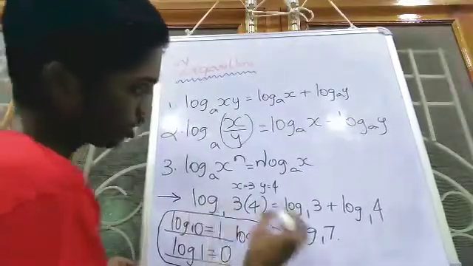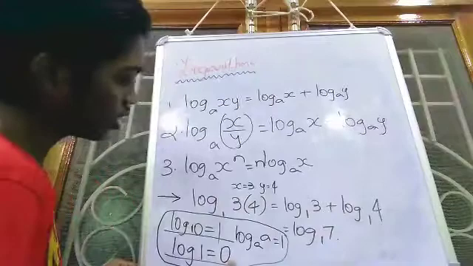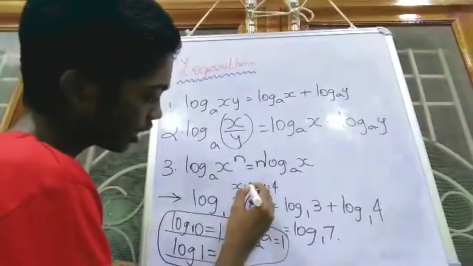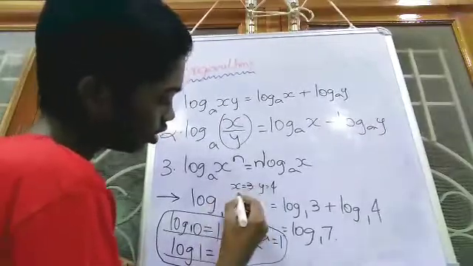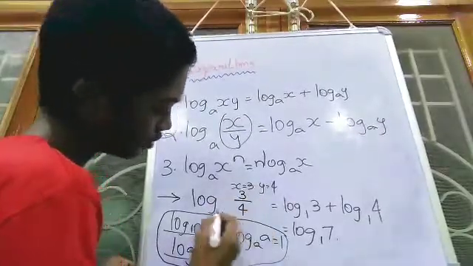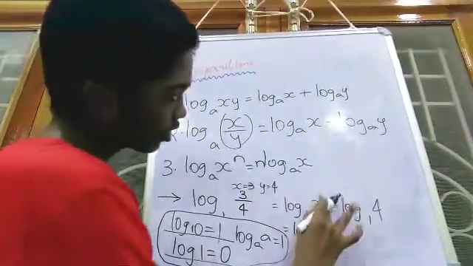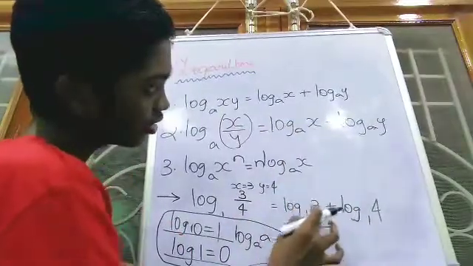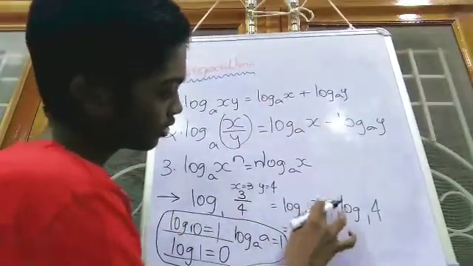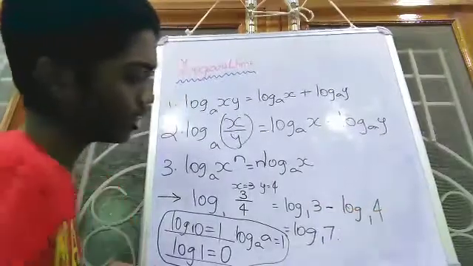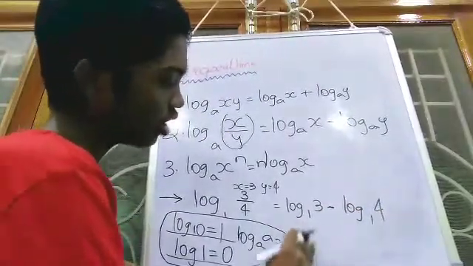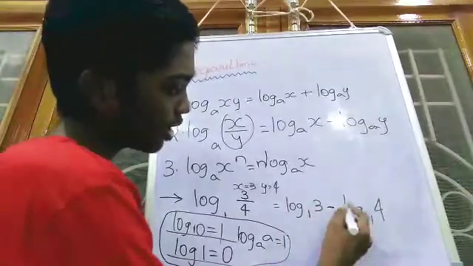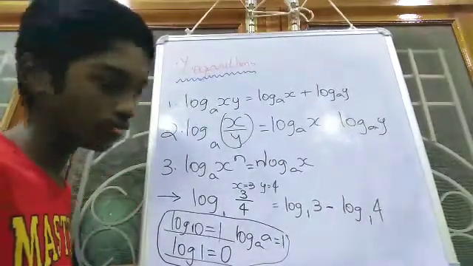Now this we took as an example. Now in the same way, x equals 3 and y equals 4, instead of 3 into 4, if we take 3 by 4 to the base a, then according to the identity, log 3 to the base a minus log 4 to the base a, that means the answer will not be log 7. Log 3 minus log 4 will be the answer.